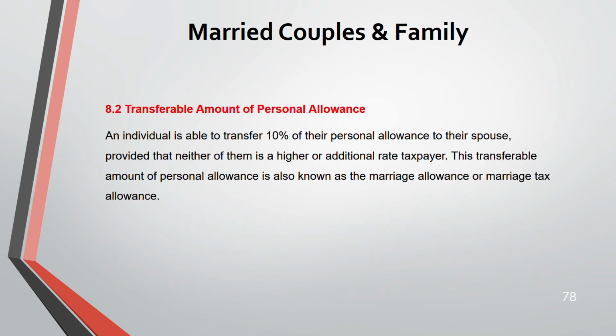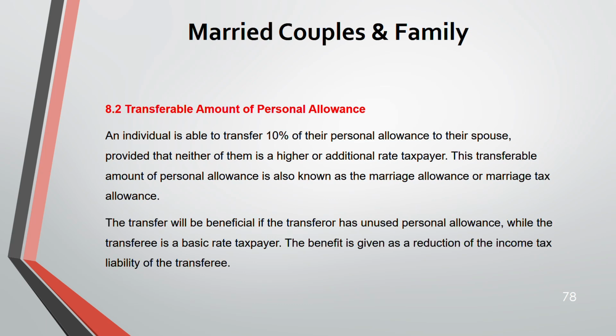And the next, an individual is able to transfer 10% of their personal allowance. This is very important now. There is an allowance known as marriage allowance. What is it? That is 10% of your personal allowance that a spouse can transfer to the other. But remember, for this there's a condition. Both spouses have to be basic rate taxpayers. None of them could be a higher or an additional rate taxpayer. Otherwise, you cannot transfer. So this transfer of personal allowance is known as marriage allowance. And this transfer will be beneficial if the transferor has any unused personal allowance. Otherwise, it will not be beneficial.